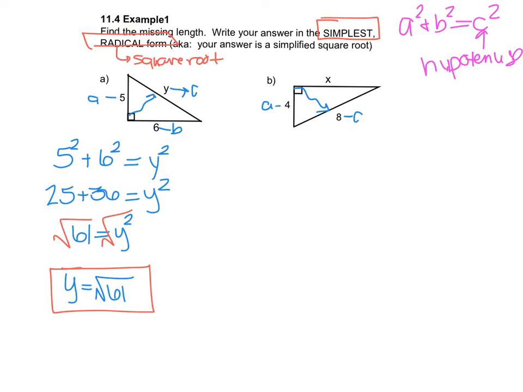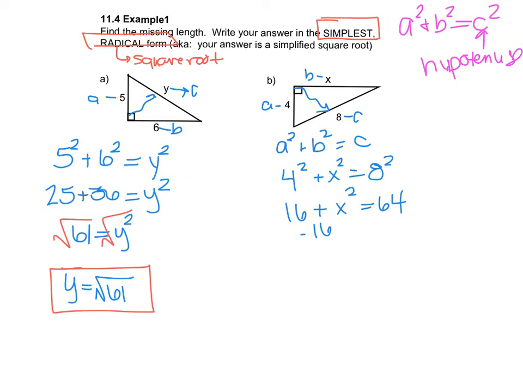I'm going to say A is 4, and B is X. So now if I use my formula, I have A squared plus B squared equals C squared, so I have 4 squared plus X squared is equal to the hypotenuse of 8 squared. 4 squared is 16. X squared stays the same, is equal to 64. Subtract 16 from each side. X squared is equal to 48.